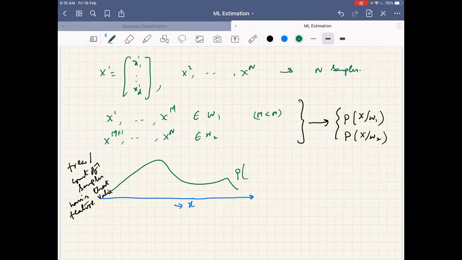Likelihood. F of x. P of what? P of x given some class. P of x given omega. How do I get some class? This is the omega 1 class. I can't write omega 1 or omega 2 here because I have taken all samples.